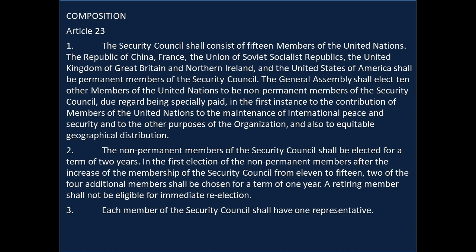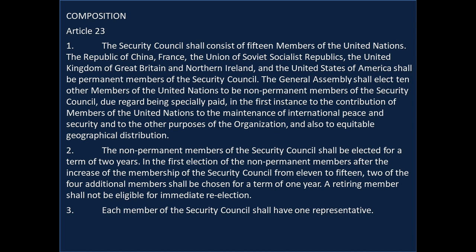The Republic of China, France, the Union of Soviet Socialist Republics, the United Kingdom of Great Britain and Northern Ireland, and the United States of America shall be permanent members of the Security Council. The General Assembly shall elect 10 other members of the United Nations to be non-permanent members of the Security Council, due regard being specially paid, in the first instance to the contribution of members of the United Nations to the maintenance of international peace and security and to the other purposes of the organization, and also to equitable geographical distribution.